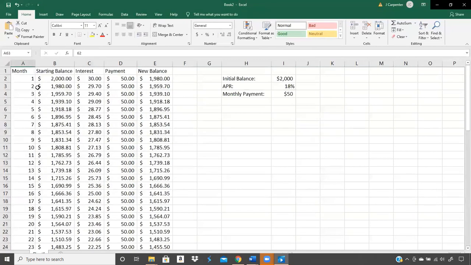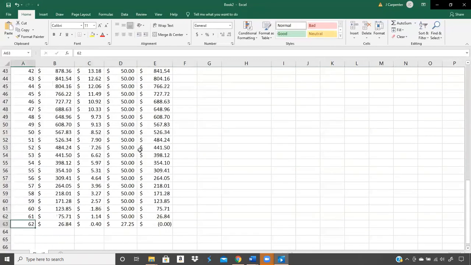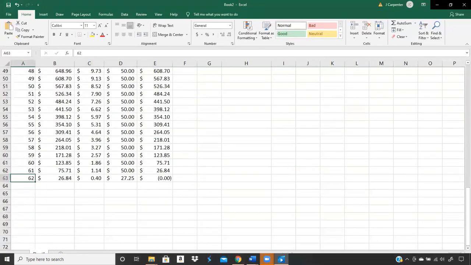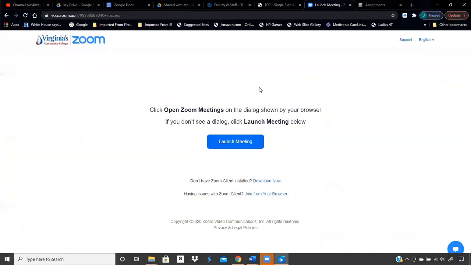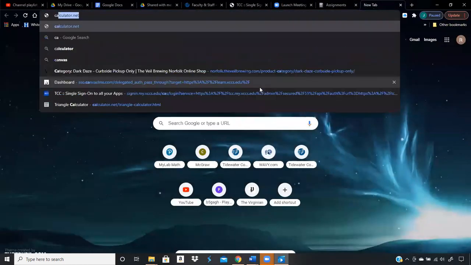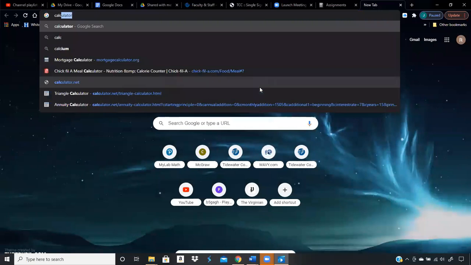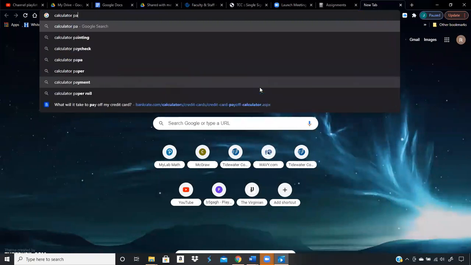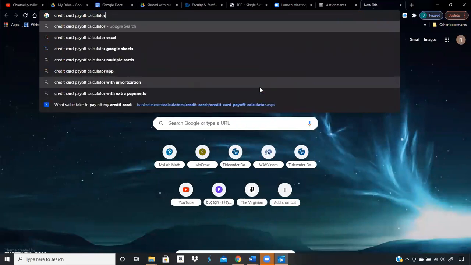All right, so Excel helped us figure out how many months it would take to pay this off. Maybe you hate Excel and maybe you just want to go to the internet. So you go to the internet, you go to credit card payoff calculator. I've clearly typed before.